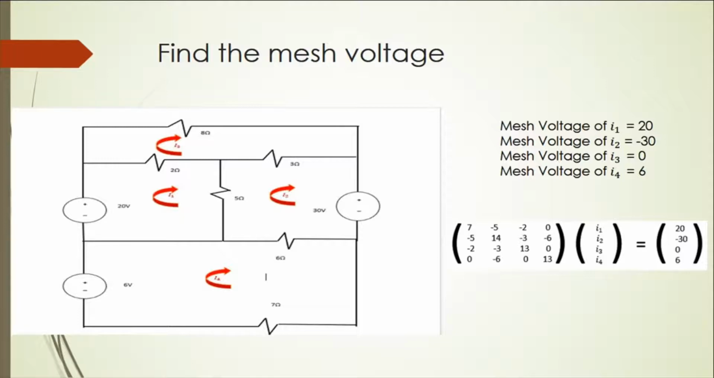Based on the diagram, we can conclude that the mesh voltage of current 1 is 20. Mesh voltage of current 2 is negative 30. Mesh voltage of current 3 is equal to 0. And mesh voltage of current 4 is equal to 6. After all those steps have been done, this equation will be obtained.